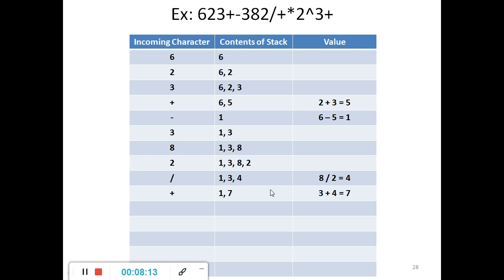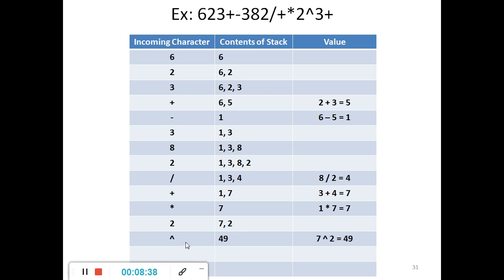Similarly, when I encounter plus symbol, I perform 2 pop operations. So 3 plus 4 is done, and the result is available on the stack as usual. For the next star operation, 1*7 is done, and then the answer is 7, which is pushed back onto the stack. The new incoming character is an operand 2, so that gets directly placed on the stack.